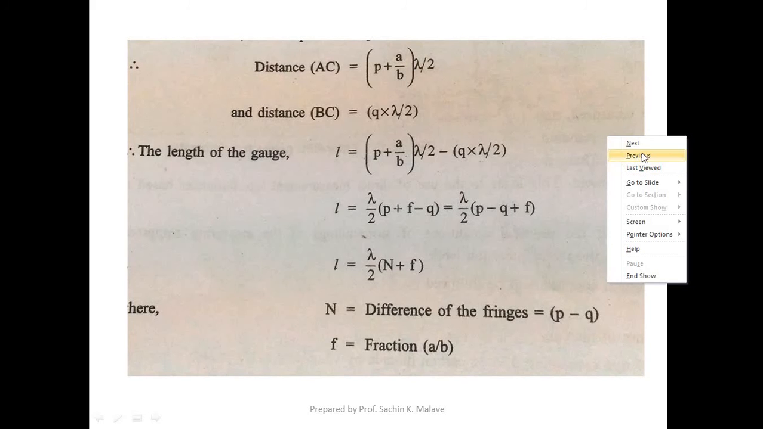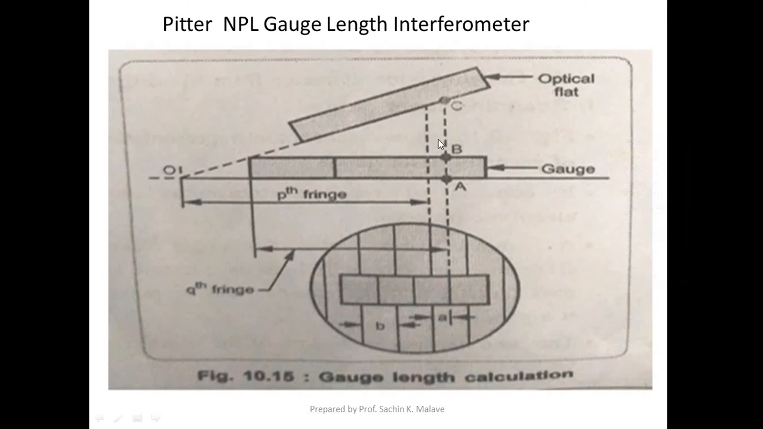Then if we found out this distance AC, remember that our objective is to find out the distance AB. We have to find out the distance AB, but AB is equal to what? AB is nothing but AC minus BC. AC is the height between the bottom surface of the base and the bottom of the optical plate. So AC we have found out: AC is P plus A by B lambda by 2.